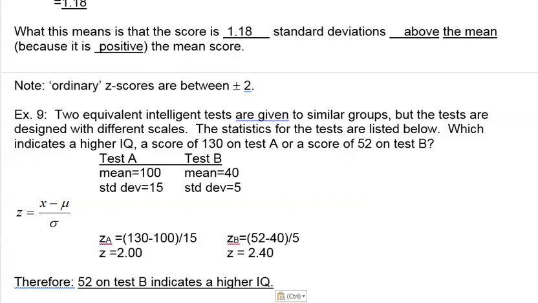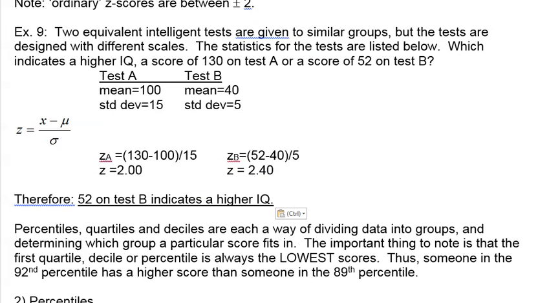So that's Z-scores in a nutshell. Another group of things that we can look at are percentiles, quartiles, and deciles. And percentiles, quartiles, and deciles are all looking at ways of dividing data into groups and saying which group a particular score fits in. Now when we talk about these, we're always talking the first is the lowest.